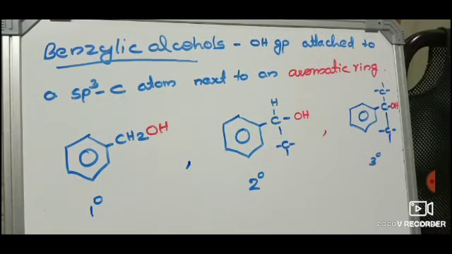Now, benzylic alcohols. OH group is attached to an sp3 carbon atom next to an aromatic ring. CH2OH group is attached to benzene ring. It is primary benzylic alcohol. If OH group is attached to only CH and that CH is attached to a benzene, it is secondary benzylic alcohol. OH is attached to a carbon having no hydrogen atom and that carbon is attached to a benzene group. It is tertiary benzylic alcohol.